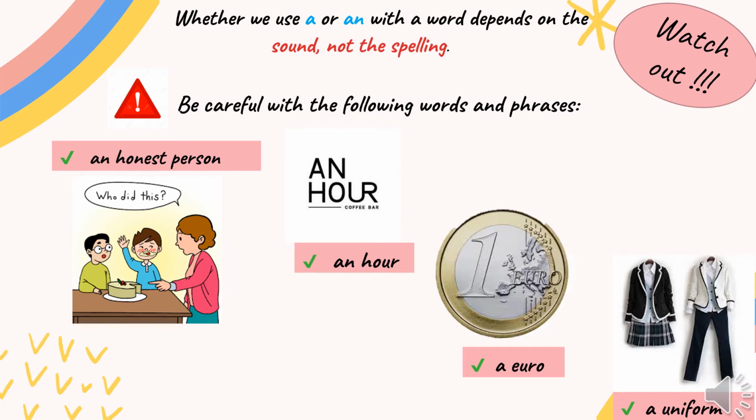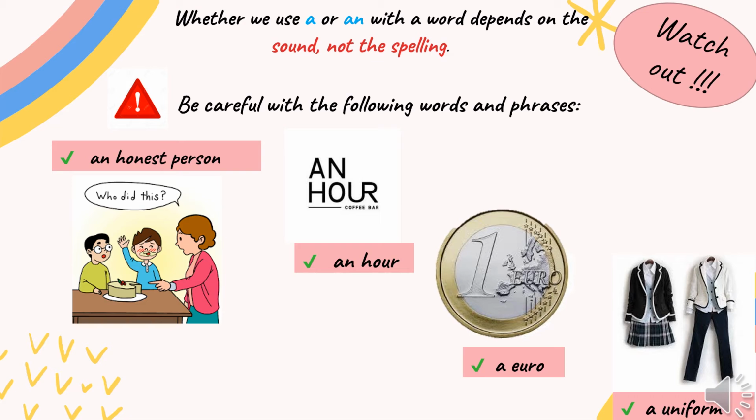So we'll use an. Now this is a tricky one. A euro. Euro. What do you hear? The sound of Y. Yo. That is the Y sound. You cannot hear the sound of E. So that is why we use a. Because Y is not a vowel, it is a consonant. And we use a for the letters that are consonants.